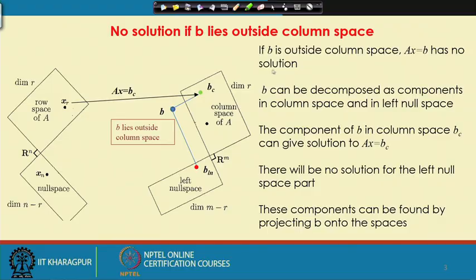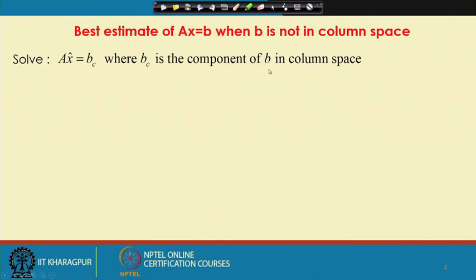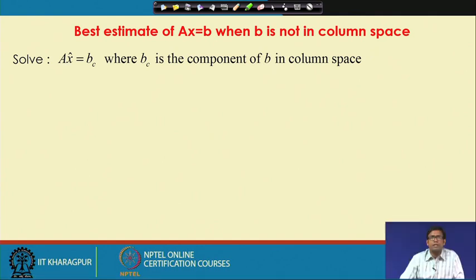minimal error solution of Ax is equal to b. If I try to write b minus Ax, that will not be 0 obviously, because Ax is not equal to b. We are solving Ax is equal to b c, we are not solving Ax is equal to b. So, b minus Ax will be some value, we call it error. Is it minimum if we do it in this way? Let us look into this. So, how to find this best estimate of Ax is equal to b when b is not in the column space?